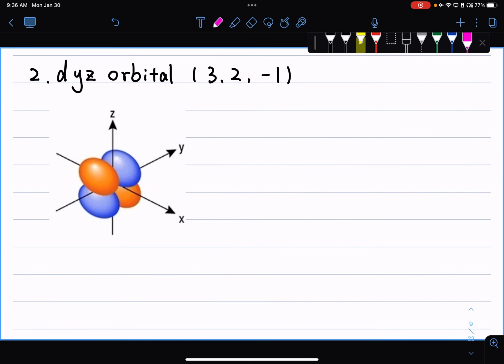dyz, I'm going to take the more lazy way to draw it because I'm just changing the axis label here. Y, Z, and my angular nodes are my xy and xz.